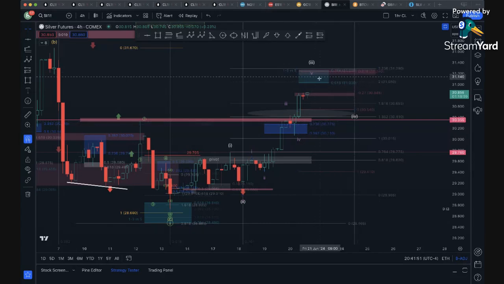Another clue is the way it starts coming down, because it should come down in an overlapping corrective manner, as opposed to the way this is moving up in an impulsive 5-wave manner. The wave 4 is going to take on a more complex structure.